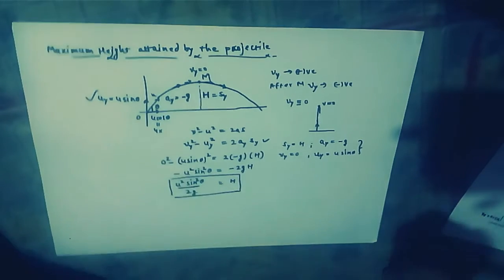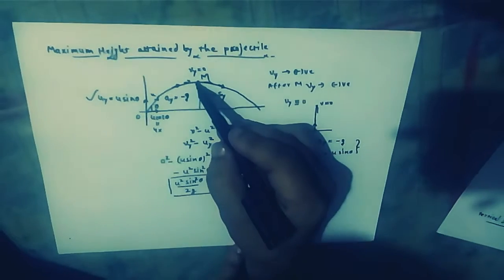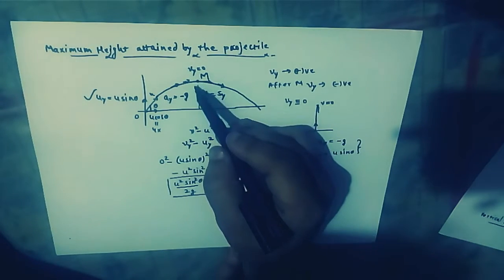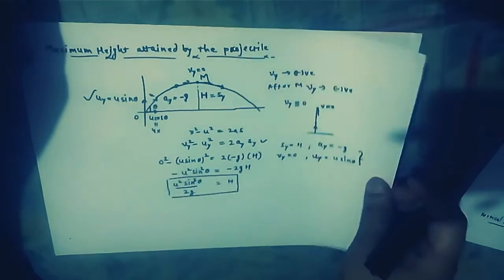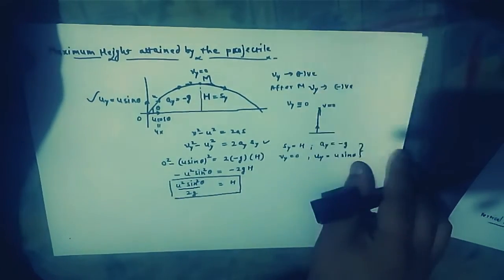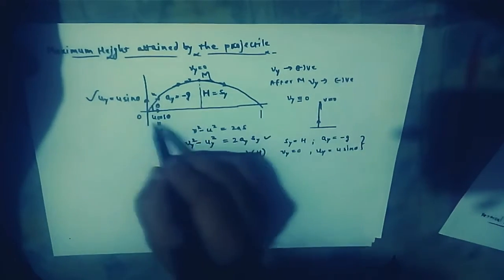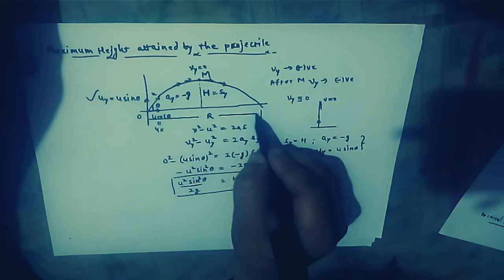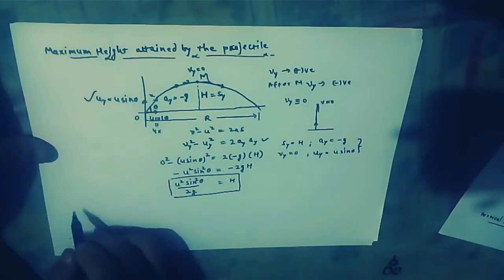The basic logic we have applied here is that at the maximum point the velocity along the y-axis should be 0. The vertical velocity should be 0. Similarly, we will try to find out the range of this projectile. Range is the maximum horizontal distance that it will cover, right? So by similar logic, you have to find what the range is.